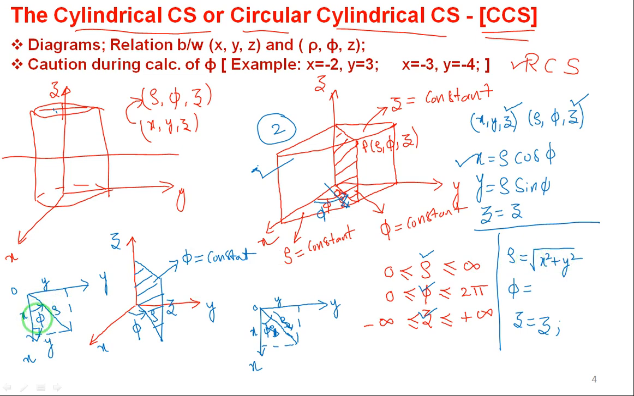Okay, rho. Similarly, we want to find out phi. Observe here, phi is there. Tan theta is equal to opposite by adjacent. Tan phi is equal to opposite by adjacent, opposite is y, adjacent is x. So tan phi is equal to y by x. Phi is equal to tan inverse of y by x.